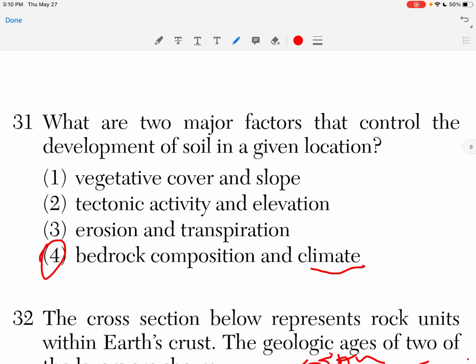That makes number 4 the correct answer, but also the bedrock composition, what is the bedrock made from? Because really we're talking about weathering and breaking down the bedrock, and that composition will kind of factor into whether soil will form or not. Climate kind of controls whether weathering and erosion will occur really quickly or not. If you have lots of precipitation or if you have warm temperatures, then you tend to have more soil formation. So the answer is number 4.